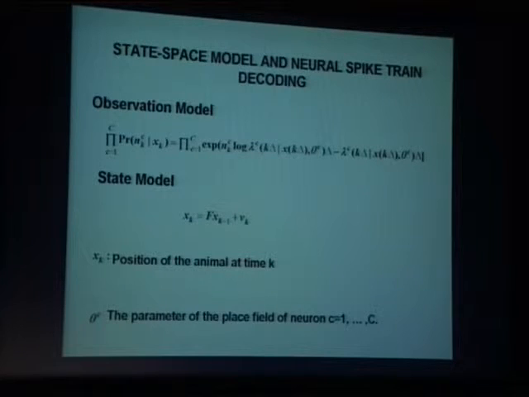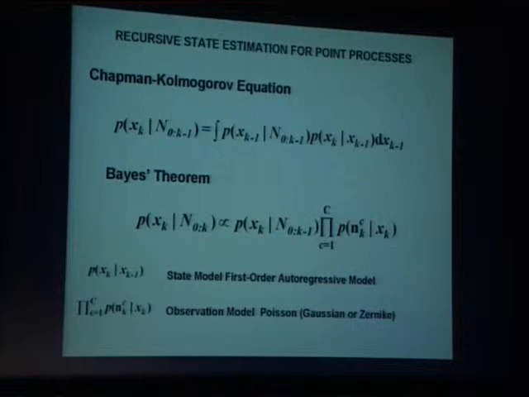I can assume a very simple state-space model. I've represented this as some sort of first-order AR process, but let's just make it a random walk, make this an identity. And if I have the parameters of the fields for each neuron, then this is a very straightforward plug-in to the Chapman-Kolmogorov Bayes relationship. There's my likelihood. I've made some assumption about the state space model, first order autoregression or random walk. And then it's a turn the crank, essentially, because we just plug into this expression.